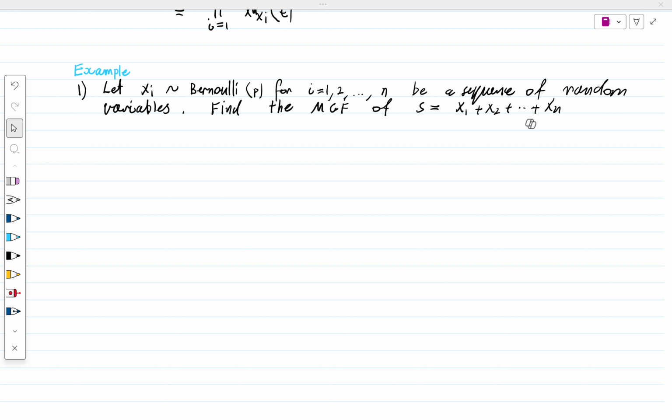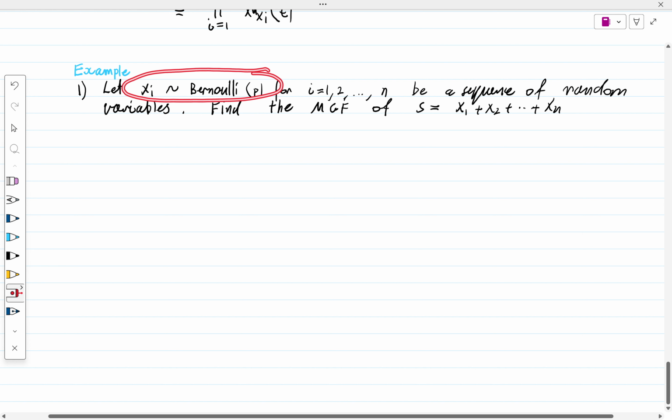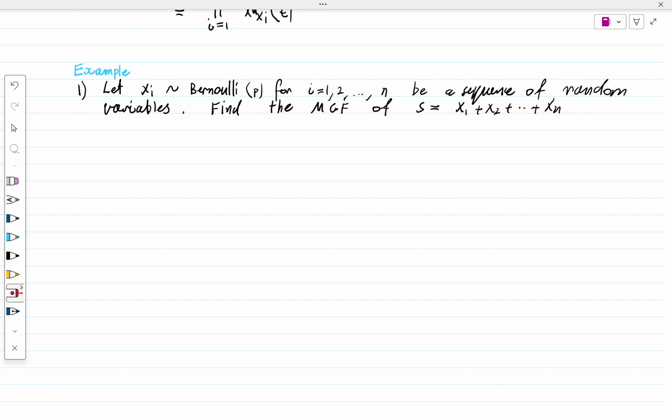The first example considers the Bernoulli distribution. And here's our question. Suppose that the Xi, our random variables, all have a Bernoulli distribution with parameter p. And let's say there are n of them, for i equals 1 to n. And let's say they are a sequence of independent random variables. We're asked to find the moment generating function of S. And in particular, we're going to try and find the distribution of S from that moment generating function.